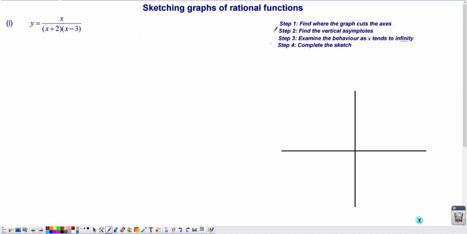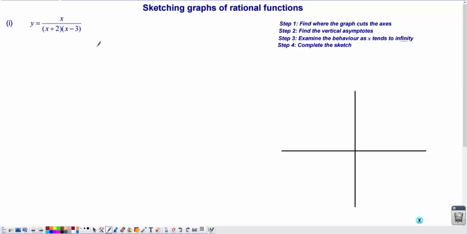Now, what we're doing is there are 4 steps, or you can break it down into 4 steps. Finding the intersection points, the asymptotes, well here it says vertical asymptote. I'm going to combine vertical and horizontal asymptote in one step. And step 3, examining the behavior as x tends to infinity. Essentially, we just think about what happens for very big x or very small x. And then we sketch the graph. Okay, so let's look at this.